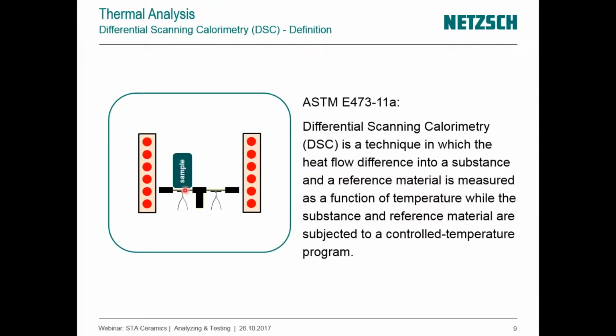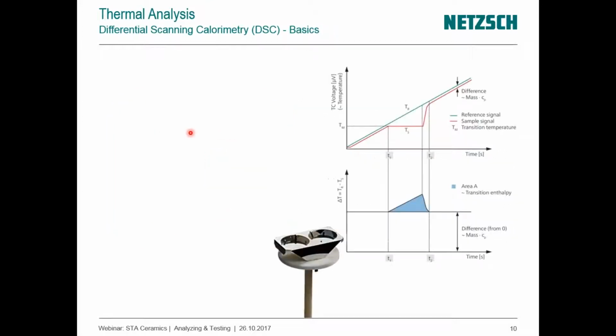Let's head over to the second part of the simultaneous thermal analysis, the differential scanning calorimetry. Here we talk about a technique in which the heat flow difference between a substance and a reference material is measured as a function of temperature, while the substance and reference material are subjected to a controlled temperature program.